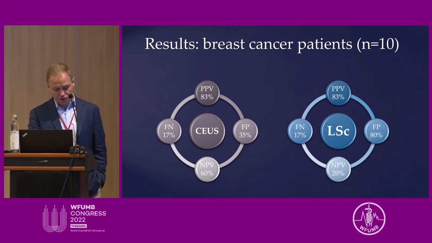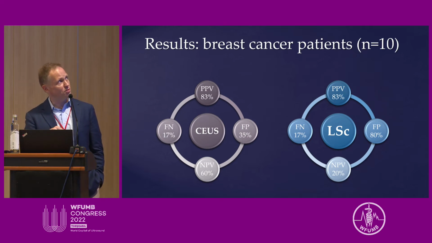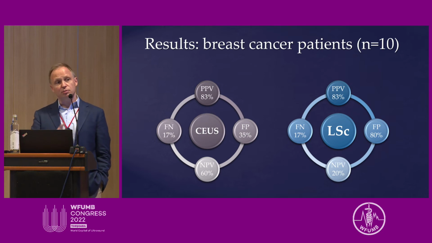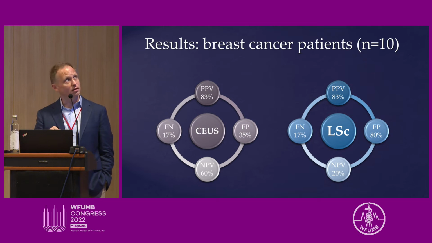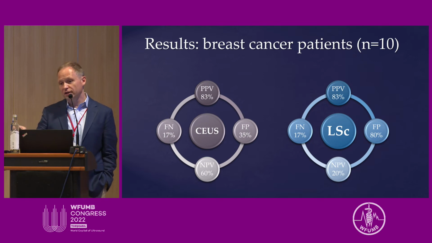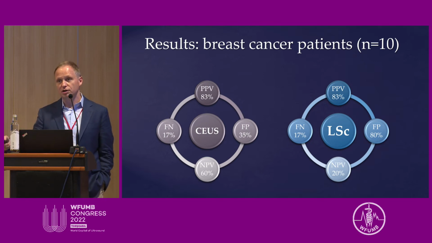And unfortunately, our results are not as fantastic as Adrian presented. Negative predictive value was only 60%. And the reason for that is we're finding more lymph nodes with bubbles than lymphosonography, which has a negative predictive value of only 20%. But we're still not finding as many lymph nodes as blue dye injection.